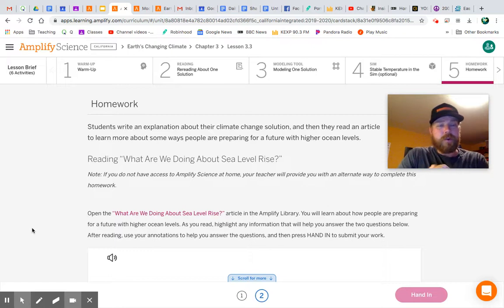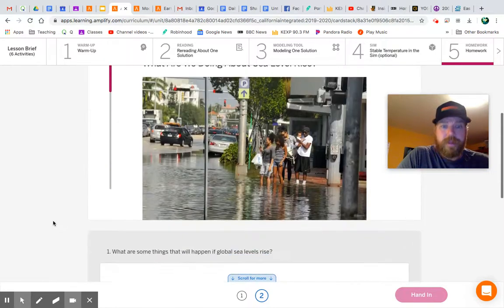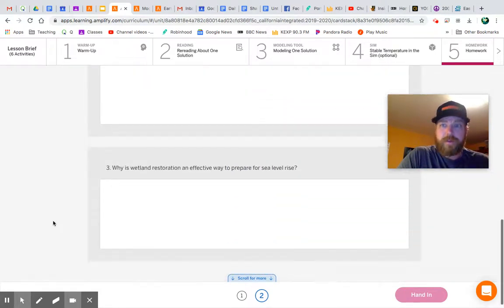Next thing is the homework, and you are going to be reading another article. This article is entitled, "What Are We Doing About Sea Level Rise?" So you have a link right here if you want to just click it and read through the article. And then there are some questions for you to answer.